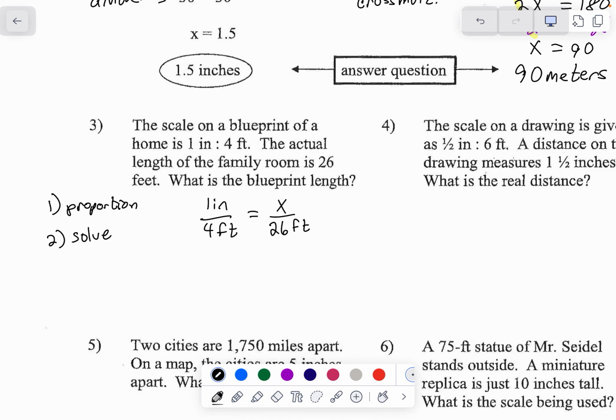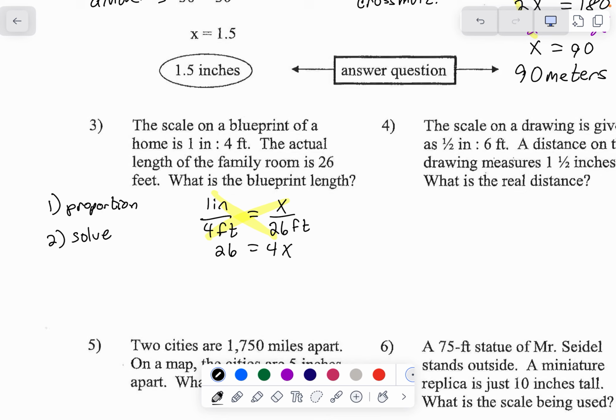So now we're going to cross multiply. We're going to multiply 1 times 26 and 4 times X. Now we can't really multiply 4 times X because we really don't know what X is. So just write 4X. 1 times 26 is 26. 4 times X, just write 4X. If you put 4 with that little multiplication dot between them, that's okay.